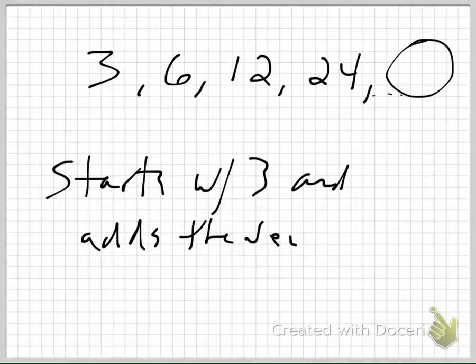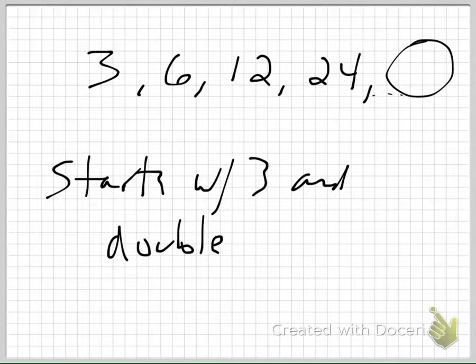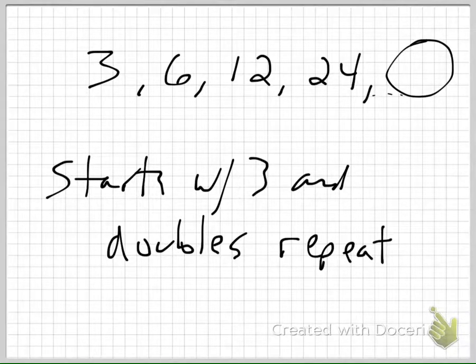Brad, what's the rule? It starts with 3 and doubles. Okay, and doubles. Now, here's the deal. You want to use math, or doubles works. What's another way of writing doubles, Gina? Multiplied by 2, right? Doubles repeatedly, multiplied by 2 repeatedly. That's what you want. And let's see if that's true.